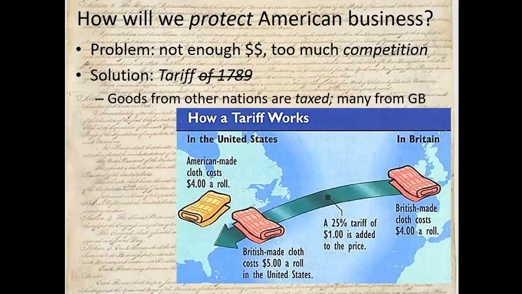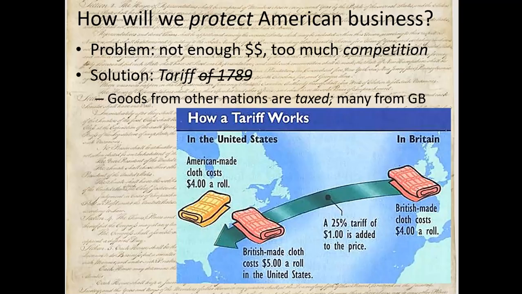Now, when you see this concept of a tariff, officially the Tariff of 1789, that's sort of how it gets referenced. But when you look at the image, they use cloth as an example because cloth and textiles were big business at this time. You tax goods from other nations. So you have cloth from Britain, $4. You toss a 25% tariff on it, and you add $1 to the price because 25% of $4 is $1.